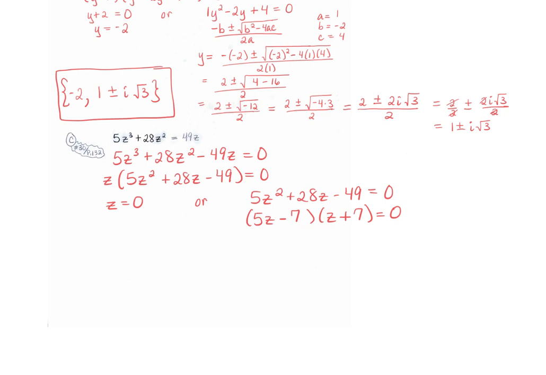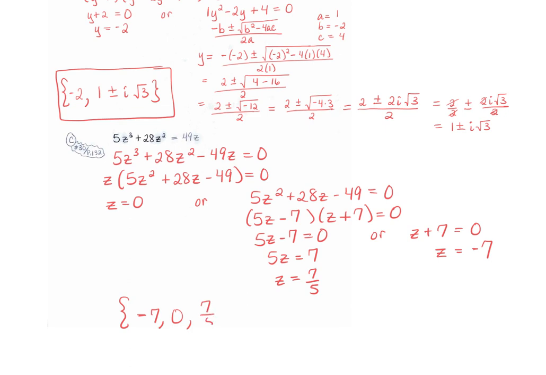Okay, so using our zero property, we get 5z minus 7 is equal to 0, or you have z plus 7 is equal to 0. This means 5z equals 7 because we add 7 to both sides. Now we divide both sides by 5 to get z is 7/5. Here we subtract 7 from both sides to get z equals -7, which means our solution set consists of -7, 0, and 7/5.